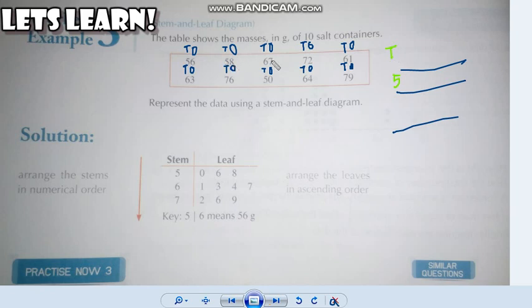Again 5. Then we have 6 as the tens place. Then we have 7 as the tens place. Then we have 6. Then we have 6. Again 7, then 5, then 6, then 7. So we have no other number in the stem or in the tens place of all the numbers in the table except 5, 6 and 7. So I can use these numbers in my stem.